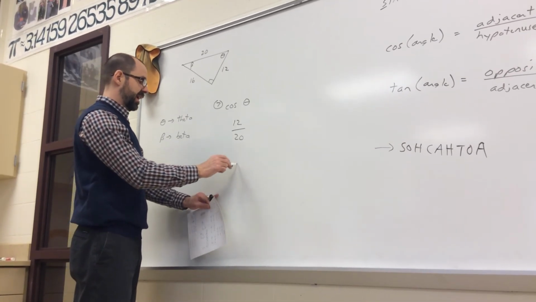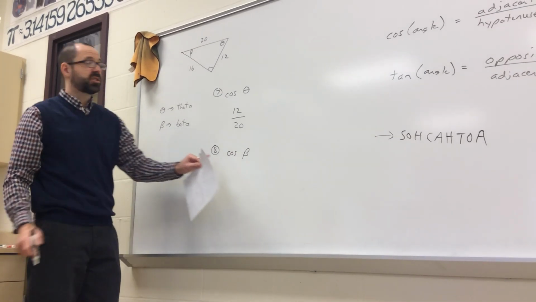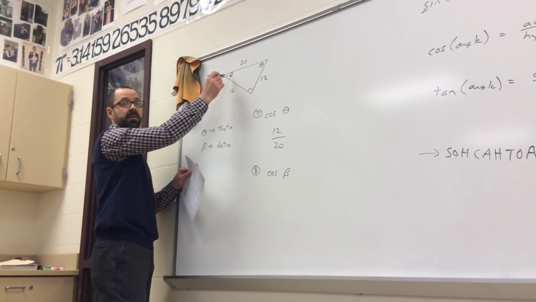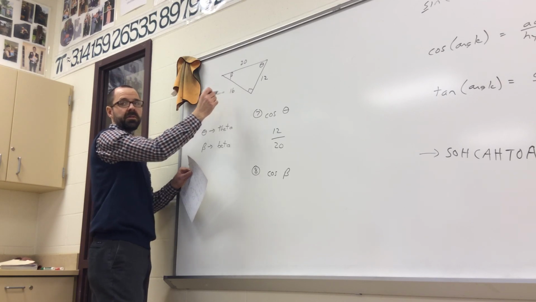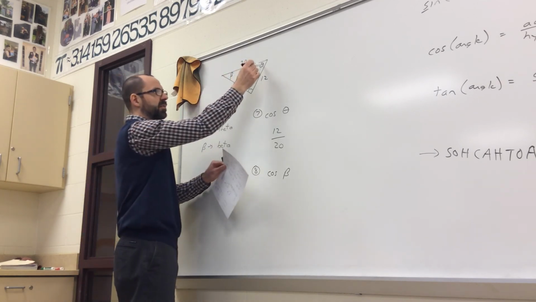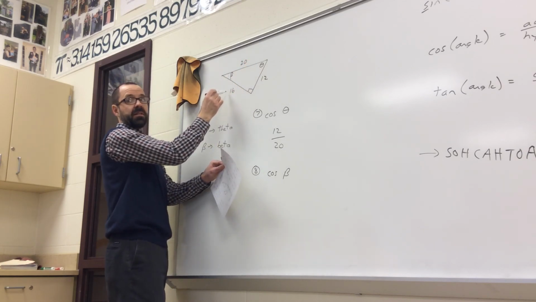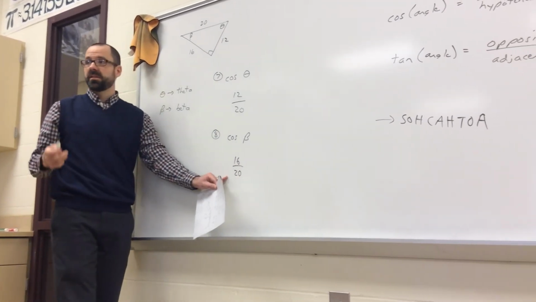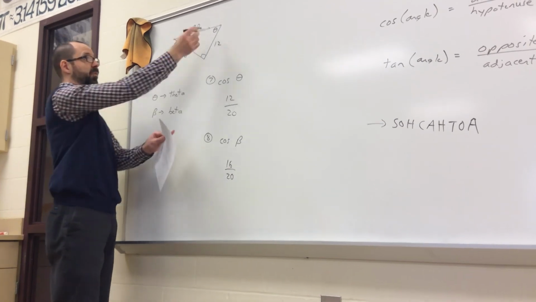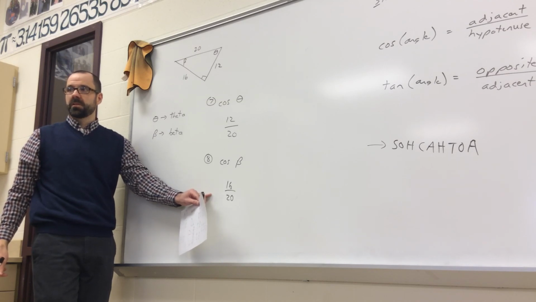Okay, number 8 asks for the cosine of beta. So now we're going to shift our attention to this angle. Adjacent to this is 16. That's the tricky thing. If you're looking at this angle, adjacent is 12. But if you're looking at this angle, adjacent is 16. Hypotenuse doesn't change, though. That's nice. Hypotenuse is still 20, no matter which angle you're looking at. Is everybody doing okay?